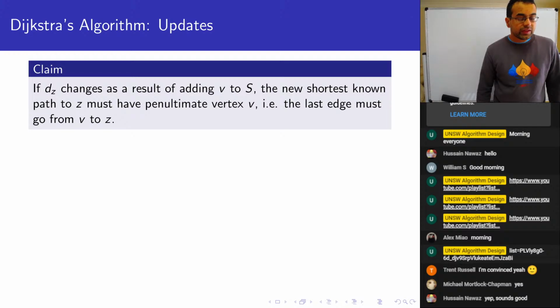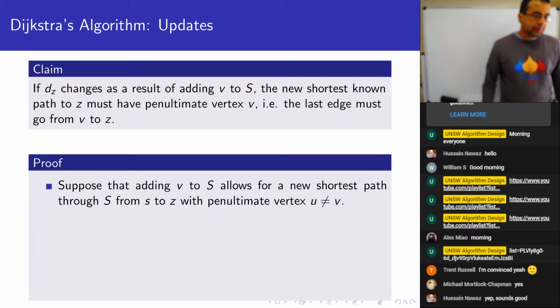So the claim here is that if dz changes when we add V to S, the new path, the path that is better than the old dz, must have its penultimate vertex at V. In other words, the last edge of this path must be from V to Z. Why is this the case?